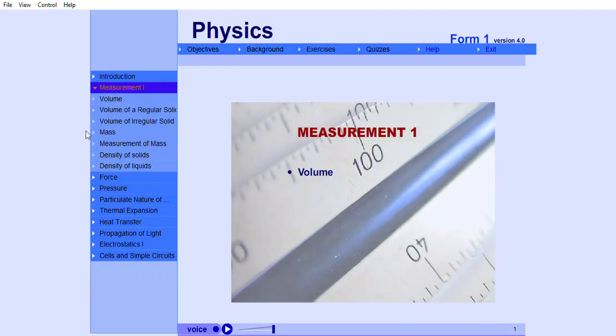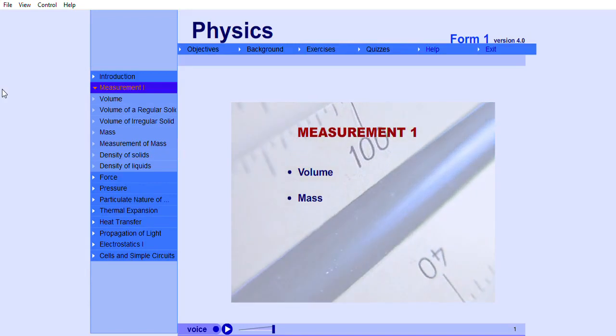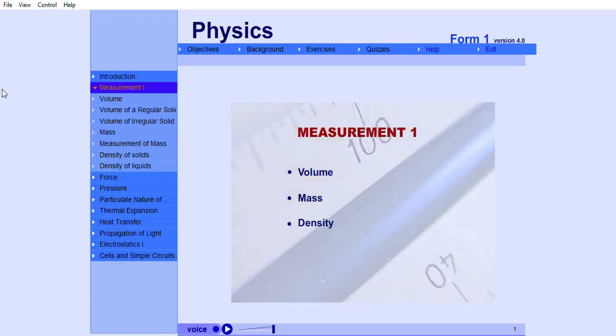Measurement. Accurate measurement of quantities is required in physics to enable us to obtain accurate results in experiments. In this section, we learn how to measure mass and volume and to calculate density.